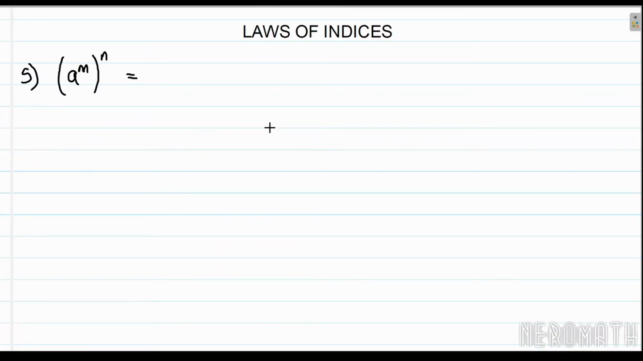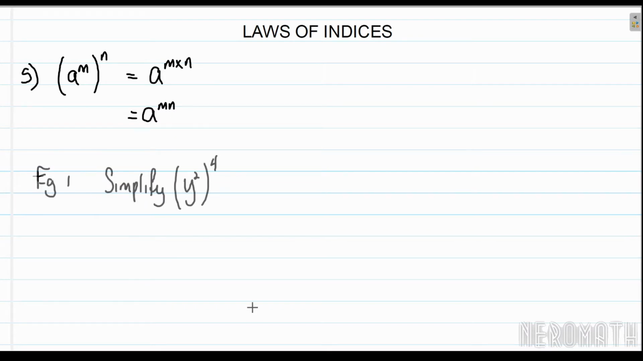Now we're going to look at the fifth law of indices, where we have a power outside the brackets. And what we're going to do is multiply the two powers. So you're going to get a to the power of m times n, which is simply a to the power of mn. Now, how do we apply this? So in example 1, if I have to simplify y squared in brackets to the power of 4, I simply multiply the two powers, 4 by 2, and get 8.